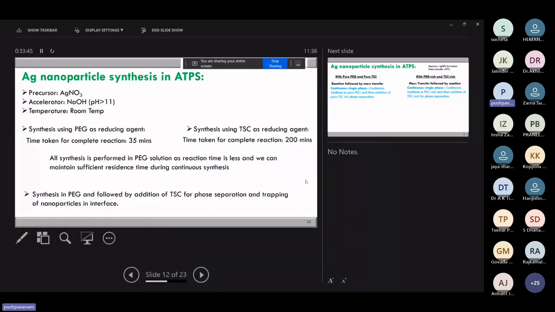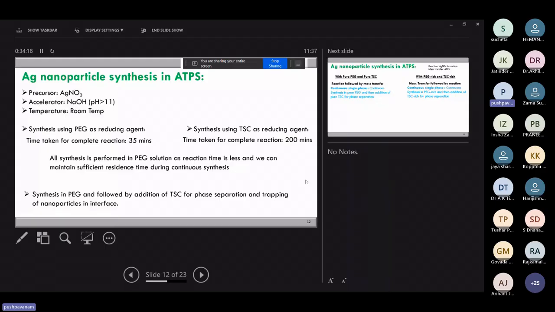It takes me 35 minutes, whereas with citrate it takes 200 minutes. It's a much slower reducing agent, and therefore all the synthesis is performed in the PEG solution, as the reaction time is less, so the reaction is fast. So we use PEG as the reducing agent, and it's possible. You want to get your product as quickly as possible, right? So you use PEG as a reducing agent.